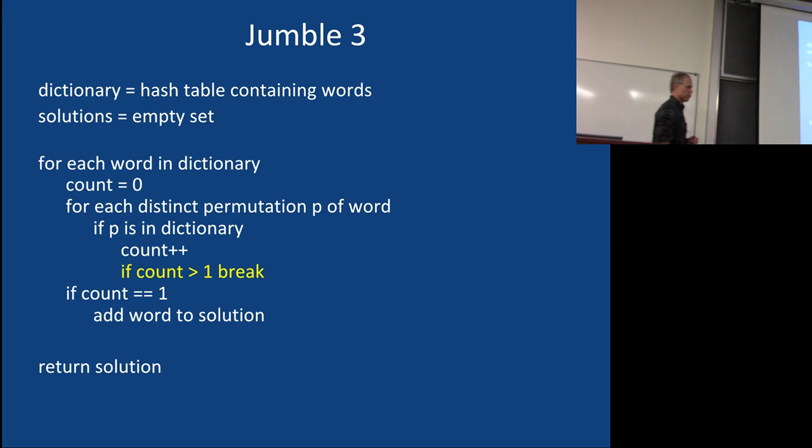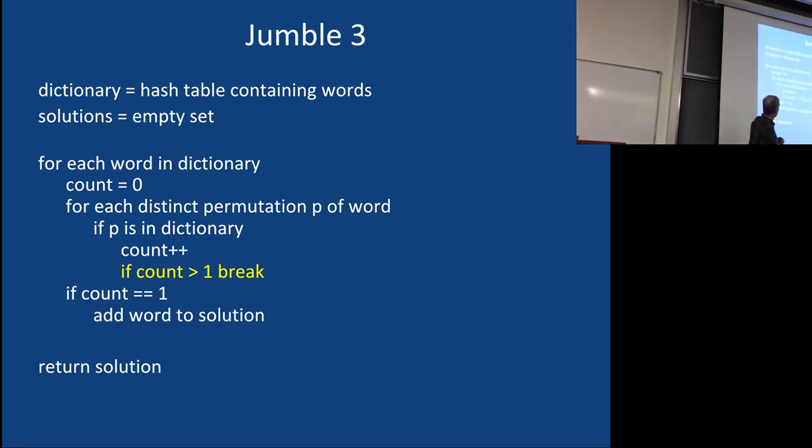Another idea that was discussed is that when count gets greater than 1, we just break the loop. No need to continue looking. And then I could have added the idea that you had, which is when you find a word that causes the count to go to 2, you remove it from the list. So you don't look at it because you already know it doesn't work.